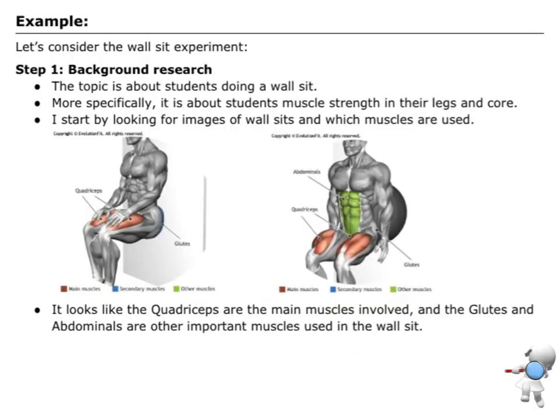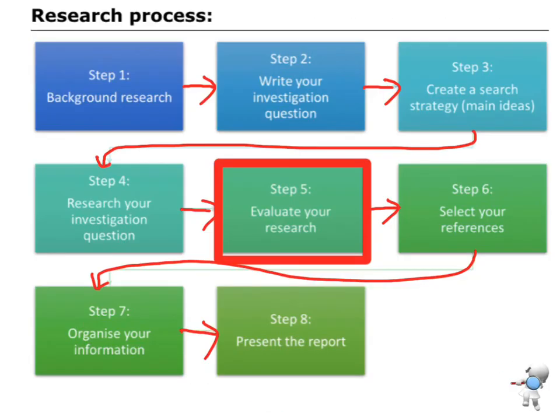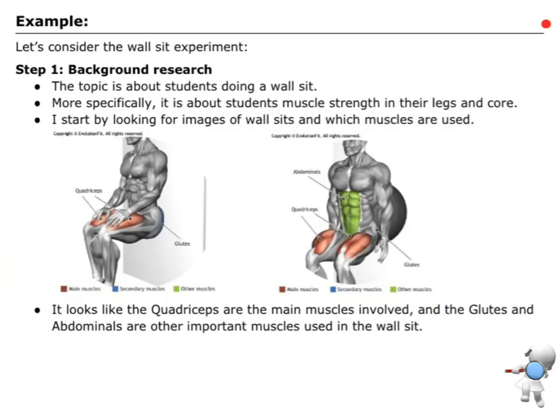So let's have a look at an example going through this entire process. Let me remind you. Step 1 is to do some background research about the topic. So in this topic, the topic is about doing a wall sit. Now I want to break that down a little bit more specifically. So in order to do a wall sit, what do we need? Well, my thinking is that we need to have really good, strong core muscles, and we need to have good quad muscles to help us with that.